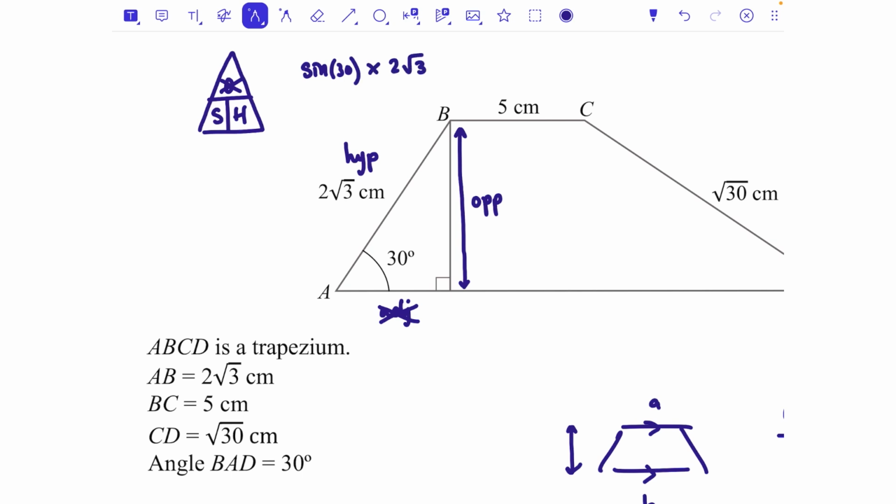Now, sine 30 is a half, and you would be expected to know that for the non-calculator paper. Half times 2 root 3 is just root 3. So the opposite here is root 3. Let me just get rid of that.